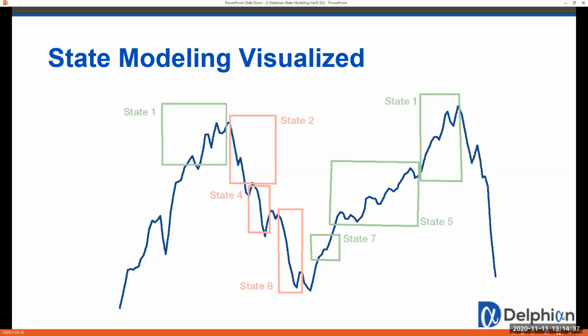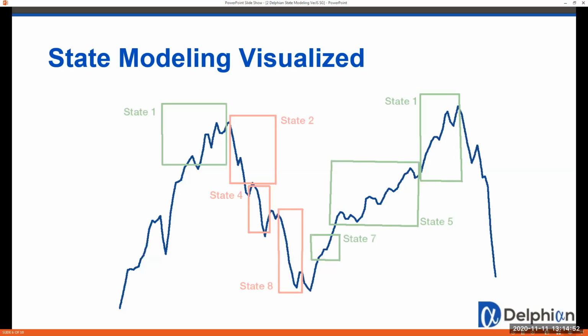Here's state modeling visualized. I have another chart as well to show you after this one, but this kind of shows you state 1 to the far left. You can see the trend is typically going up. You can see some movements up and down in the market, but for the most part in state 1, that stock is on the increase.